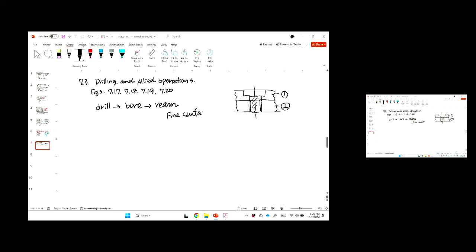you have a fine surface. Fine surface means smoother. For example, if you have to put a bearing inside, the outer ring of the bearing, then maybe you have to have a fine surface, right? Because otherwise you may have some debris or something scratching. And then also dimensional accuracy, right?